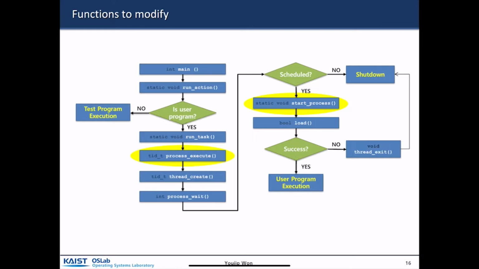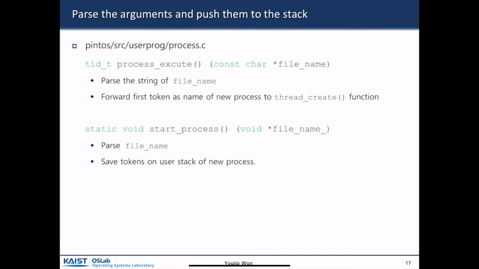These are 2 functions to modify. Of course, there can be many other varieties of ways for you to implement this project, but in this example, I have modified these 2 functions. The most important thing is to parse the arguments and push them to the user stack.